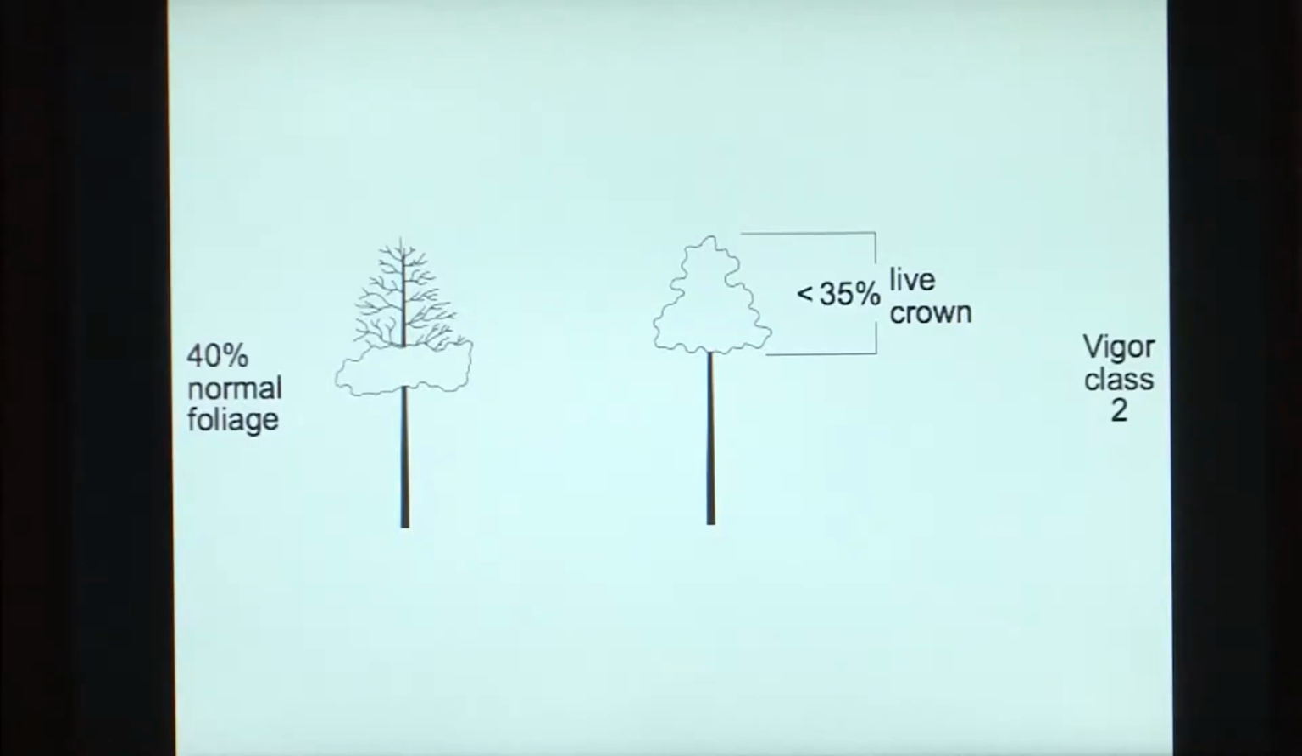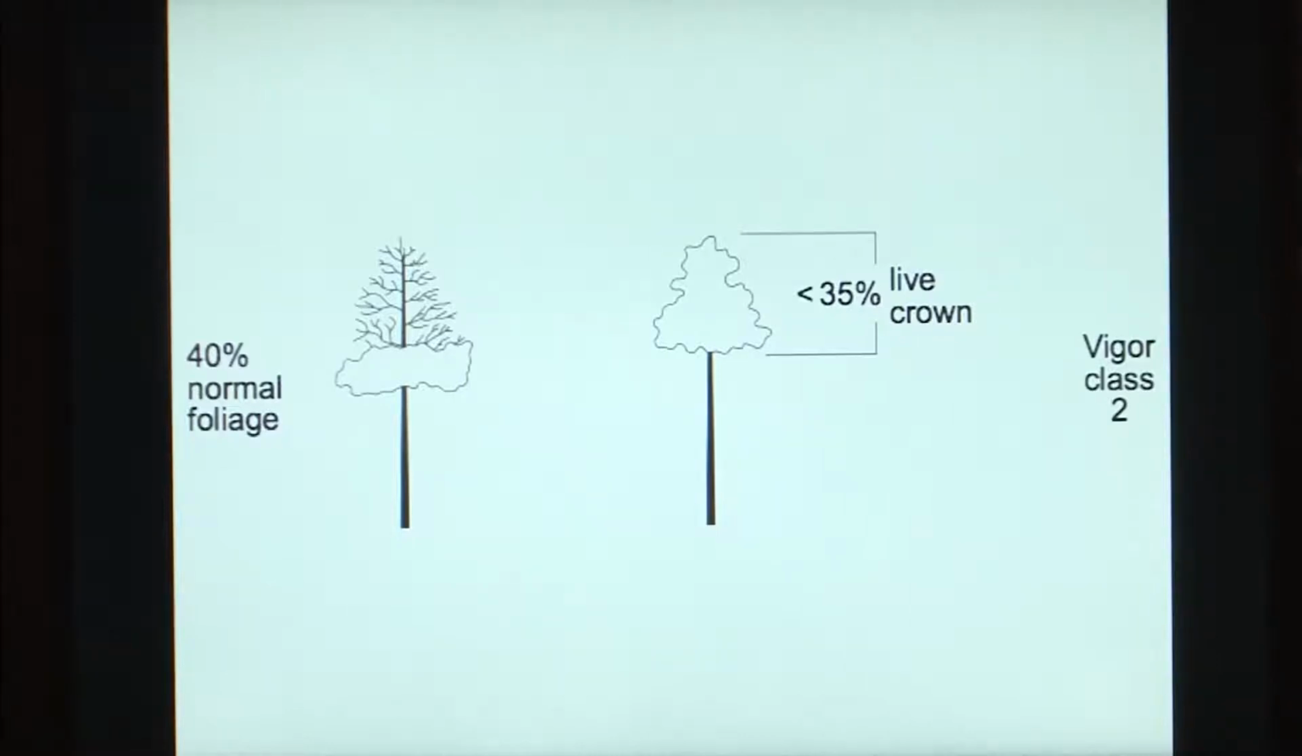So, in the case of the first plant here we have just 40% normal foliage, so it will not come under class 1. Similarly, in the case of the second figure it has less than 35% live crown, so that is why it is not part of class 1.